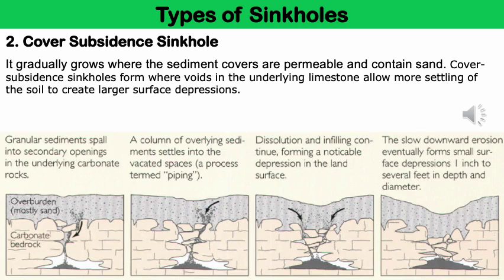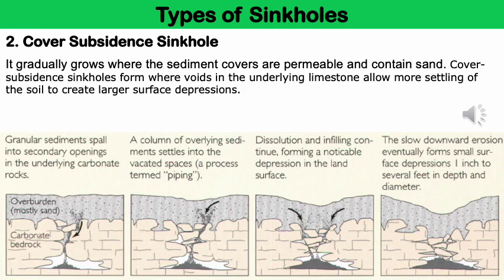The second type of sinkhole is called the cover subsidence sinkhole. It gradually grows where the sediment cover is permeable and contains sand. The cover subsidence sinkholes form where voids in the underlying limestone allow more settling of the soil to create a larger surface depression. So in the beginning of the cover subsidence sinkhole, the granular sediments fall into the secondary openings in the underlying carbonate rocks, and then a column of overlying sediment settles into the vacated spaces.